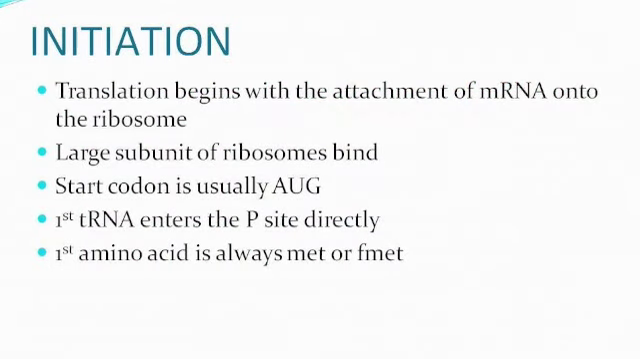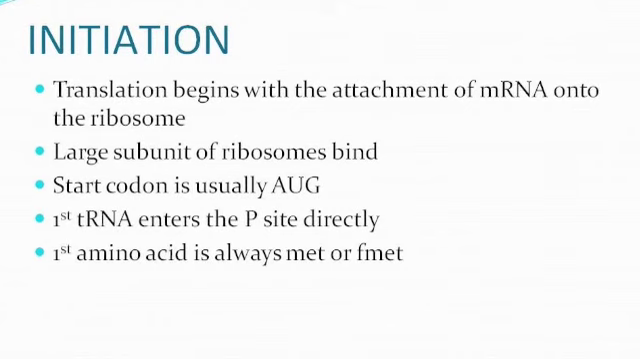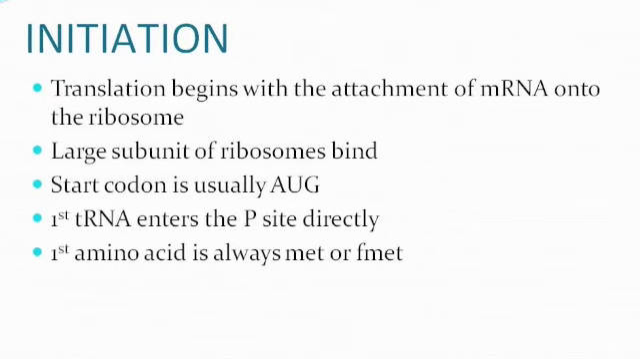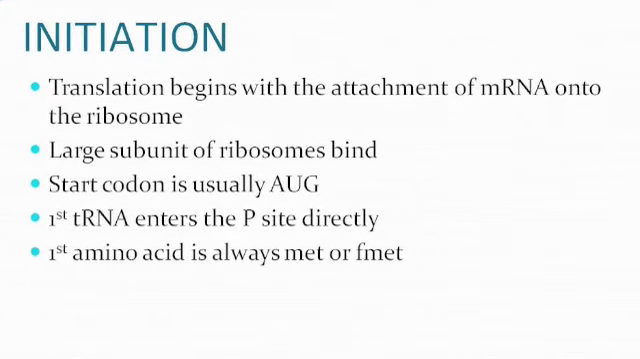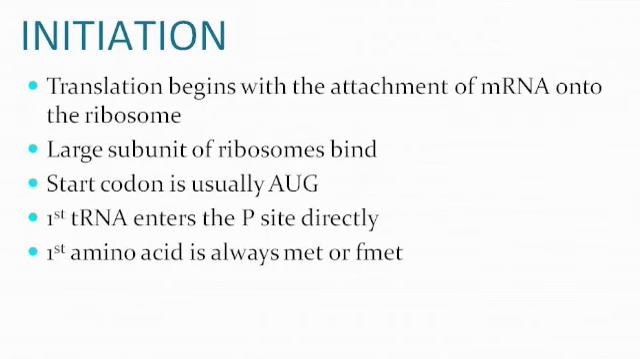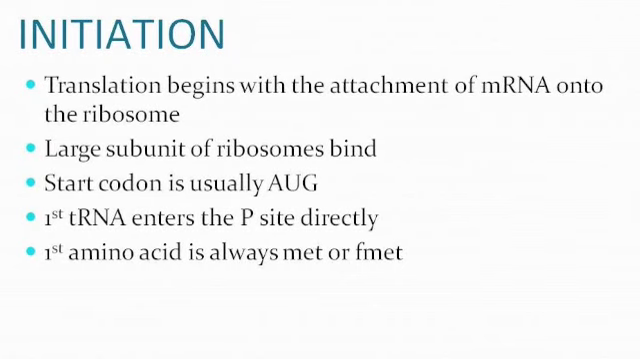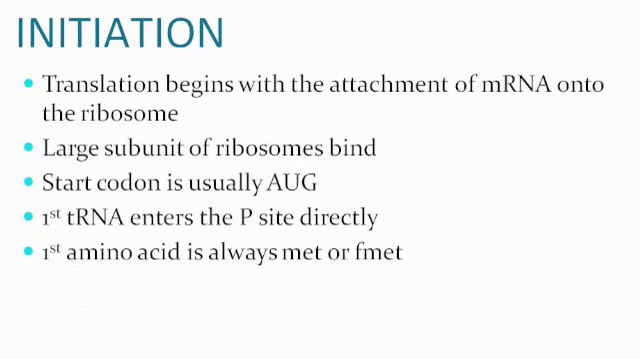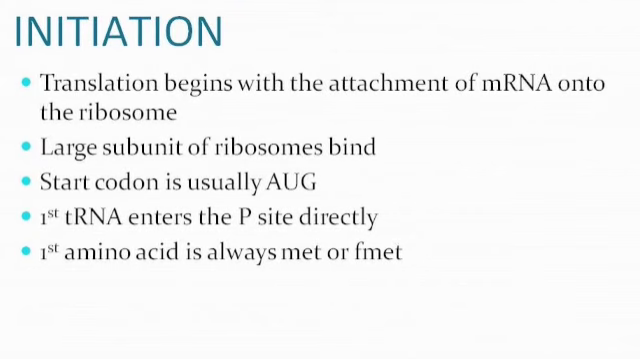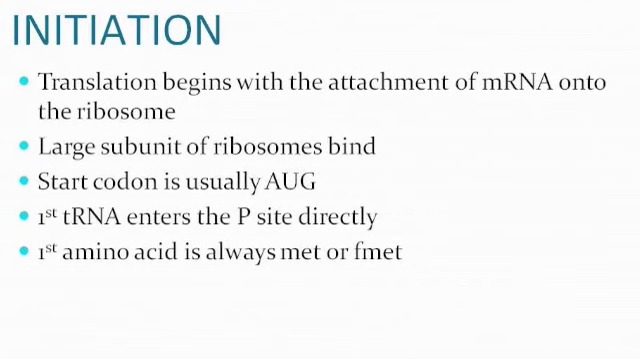Translation can be broken down into three different stages: initiation, elongation, and termination. Let us begin with initiation. In the question, the stage of initiation has already been reached. The stage begins with the attachment of the mRNA molecule onto a small subunit of the ribosome.